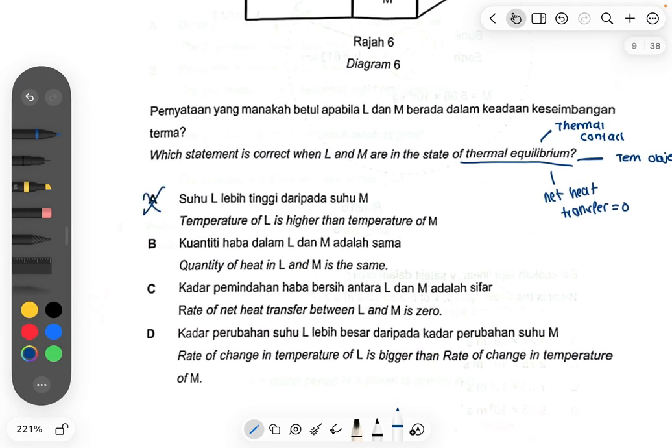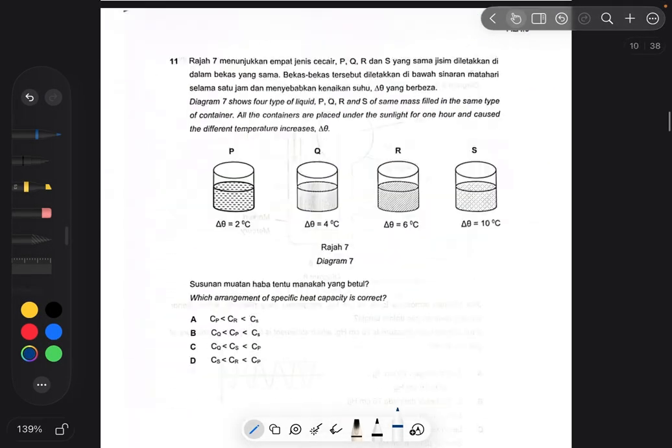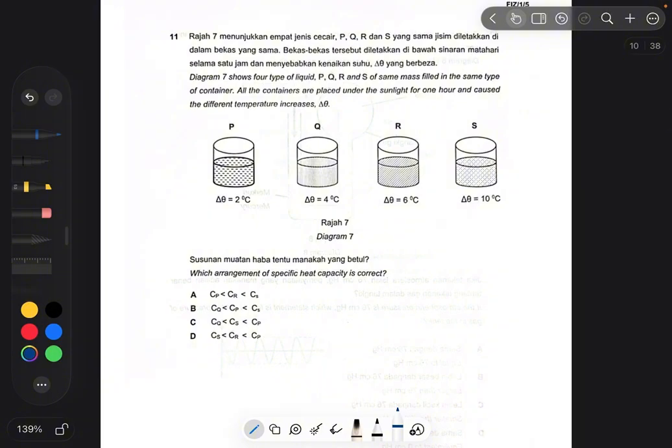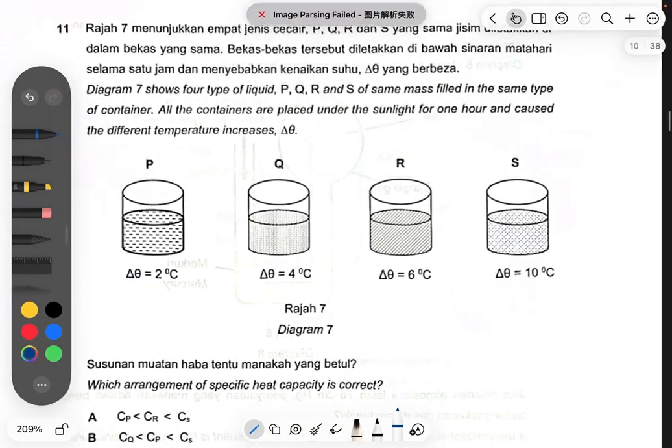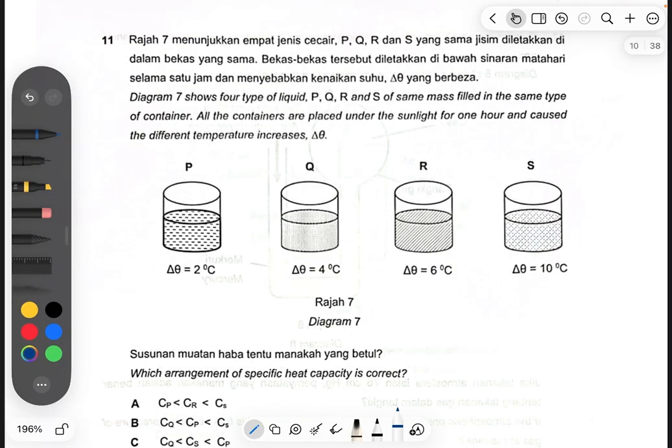So temperature, wrong. I don't think we use the term quantity of heat. Rate of heat transfer. Yep, the answer is C. This is definitely wrong. 10 is C. Oh, 10 is C, 10 is C. Okay, never mind.